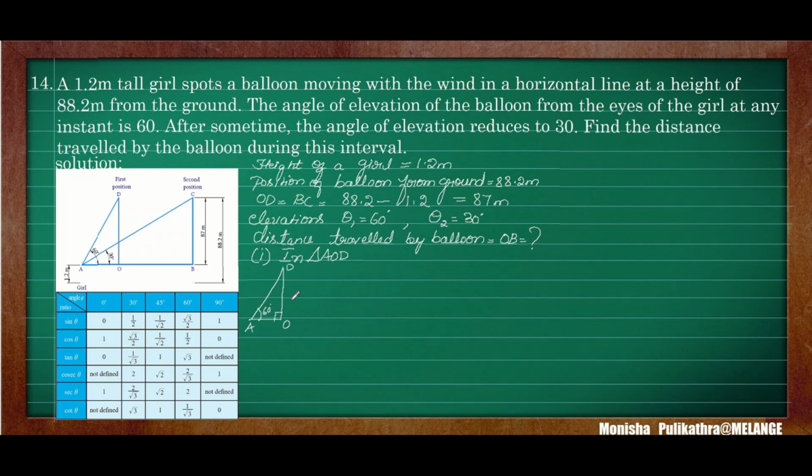So the elevation angle is here, this will be the opposite side, and the height is from here to here, the height is 87, and this AO we need to find out. So opposite by adjacent means we need to take tan theta. So tan theta is equal to opposite by adjacent side. Here theta value is 60 degrees. So tan 60 is equal to opposite, 87, and adjacent is AO, we don't know the value of it. As per the table, tan 60 is root 3. So root 3 is equal to 87 by AO.